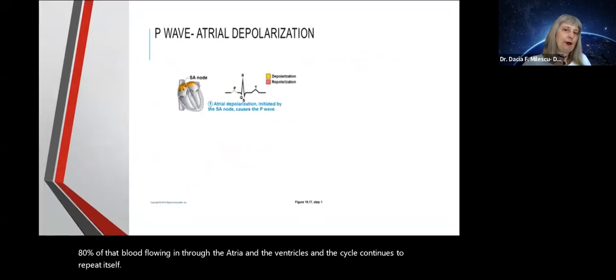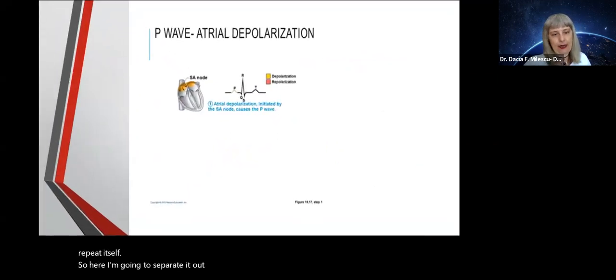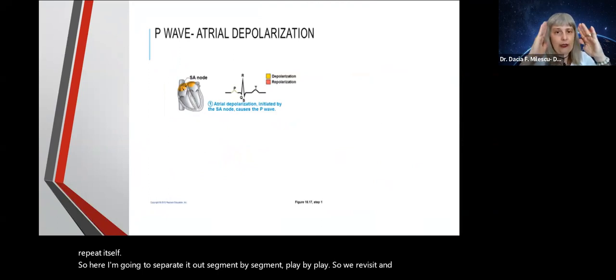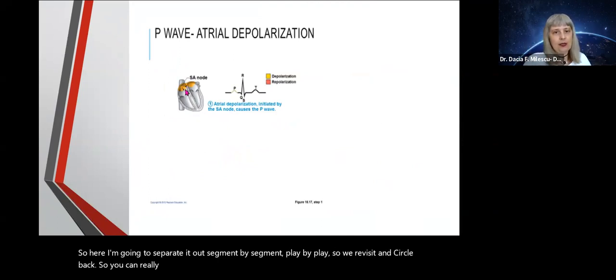So here I'm going to separate it out segment by segment, play by play. So we revisit and circle back so you can really reinforce this concept. So the SA node fires, the atrial depolarization occurs, and we've got the P wave. Okay, there it is.